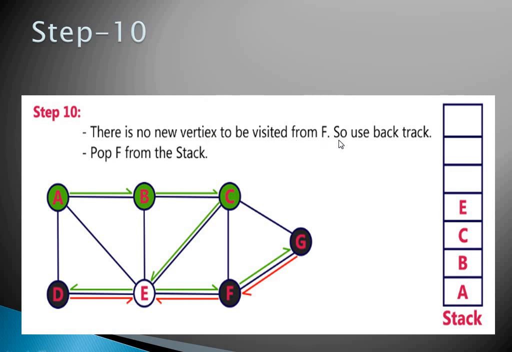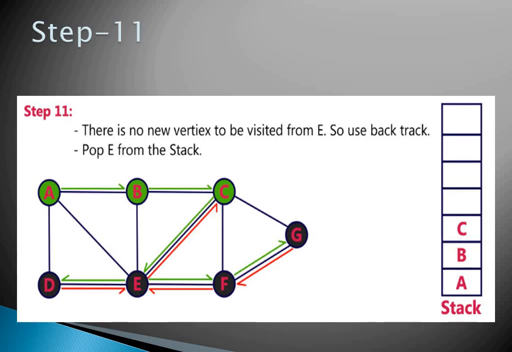There is no vertex to be visited from F, so we'll use backtracking. We'll pop F from the stack. Now we'll go back to E, right? Again from E there is no other vertex. So this E will become black, and when it becomes black, it will be removed from the stack here. There is no new vertex to be visited from E, so we'll use the backtracking method. Again we'll pop this element from the stack. You can see that E is removed from the stack here.